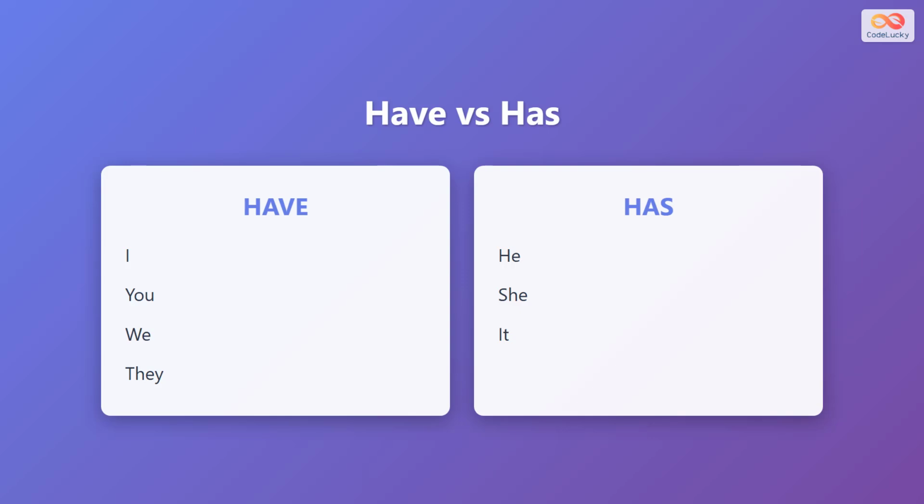Now, when do we use have and when do we use has? It's simple. We use have with the pronouns I, you, we, and they. For example, I have, you have, we have, they have. On the other hand, we use has with the third-person singular pronouns, he, she, and it. So we say he has, she has, it has. Remember this rule because it's very important.